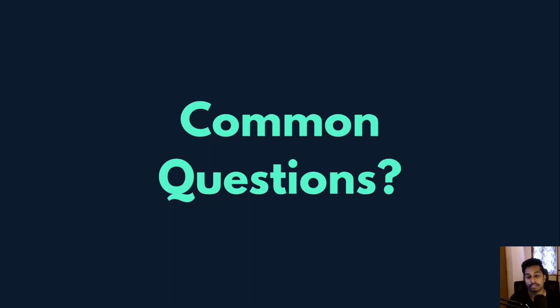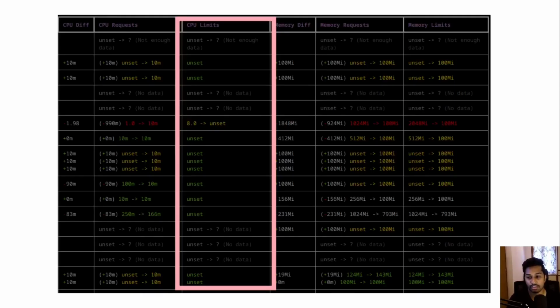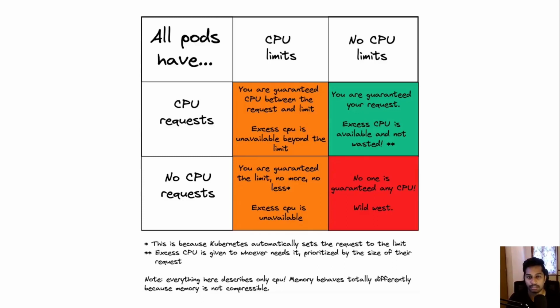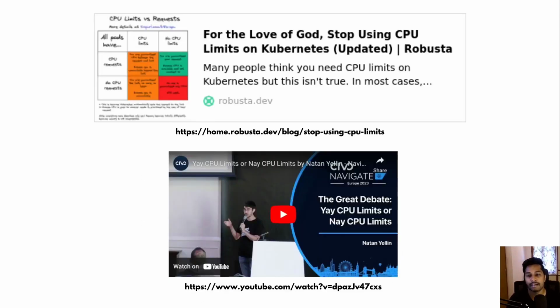Why no CPU limits? If you haven't noticed already, all the recommendations will show you either to unset your CPU limits or to just not have them at all. This is because of how CPU limits in Kubernetes work. We have a detailed blog, and also our co-founder and CEO Nathan gave a talk about CPU requests and limits at CoNavigate. Feel free to take a look at them for an in-depth analysis of why you should or shouldn't use CPU requests and limits.